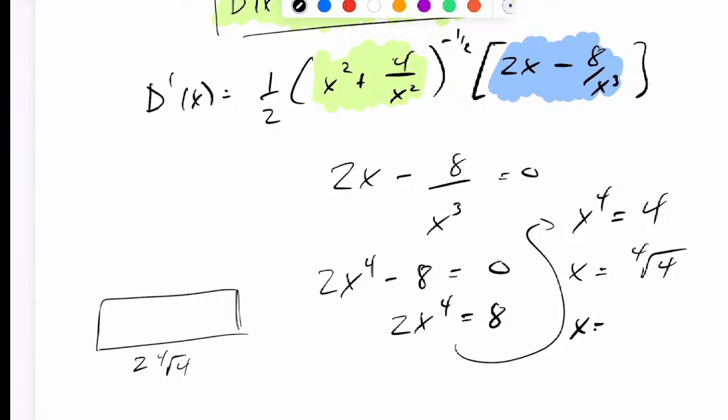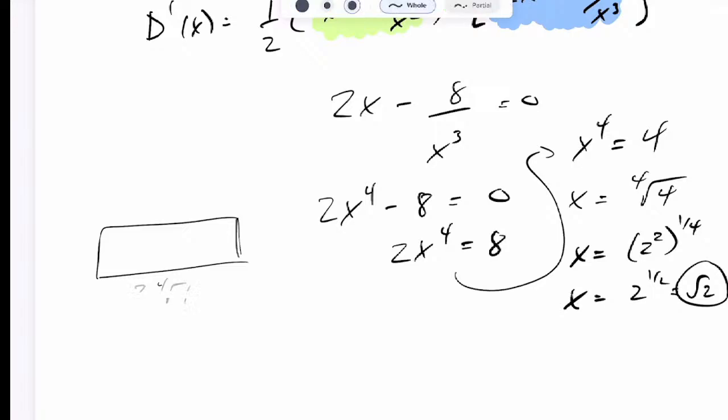Well, let me clean this up. 4 is 2 squared to the 4th root. So x is going to equal... sorry, this is just root 2. This is 2 to the half, which is root 2. Sorry, guys, that x ends up being root 2. That's all it is. So I'm getting that this must be 2 root 2 in length here, for the 2x's, and then this must be 2 over root 2, which is root 2. So the dimensions are 2 root 2 and root 2, which give you max area.